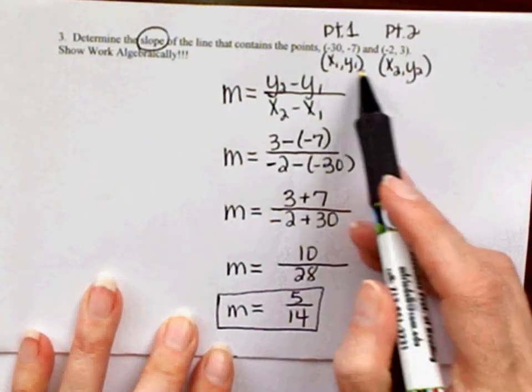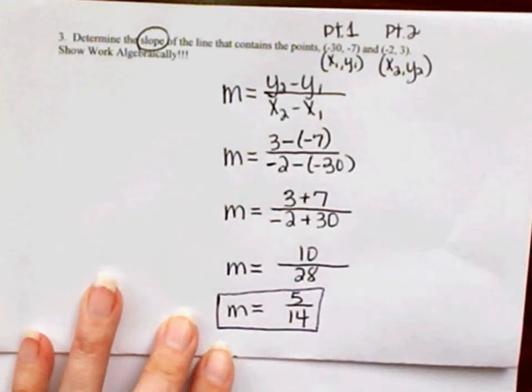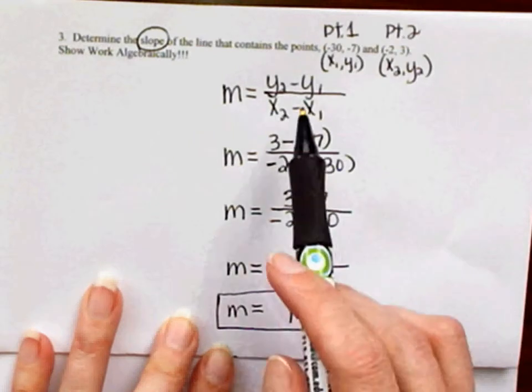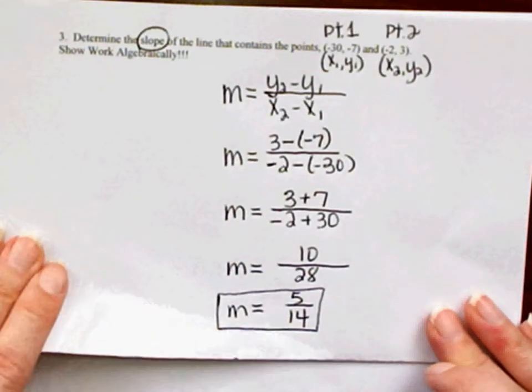Keep in mind, it's beneficial sometimes to label the information so you don't accidentally place it in the wrong location. This makes it a little bit easier for you. Also, rewriting the formula is beneficial to help you memorize it because you're going to have to know it for the test. That formula will not be provided. Alright, so that's problem 3. Let's move to problem 4.